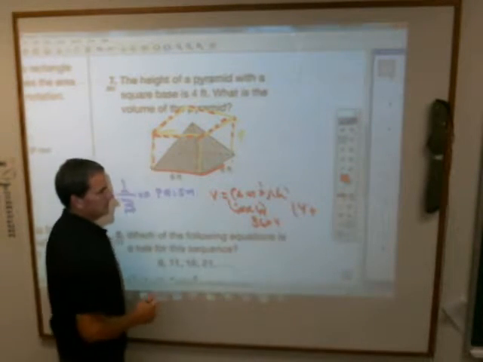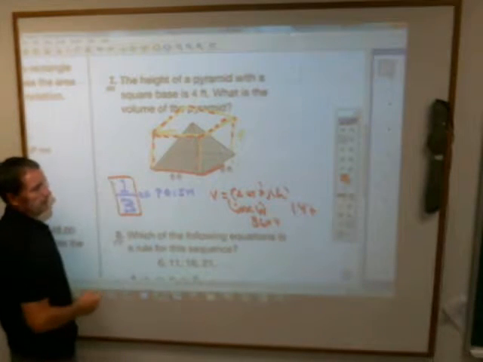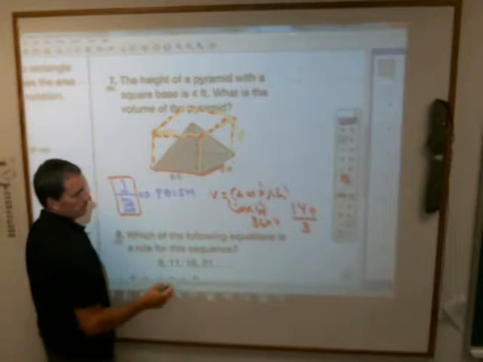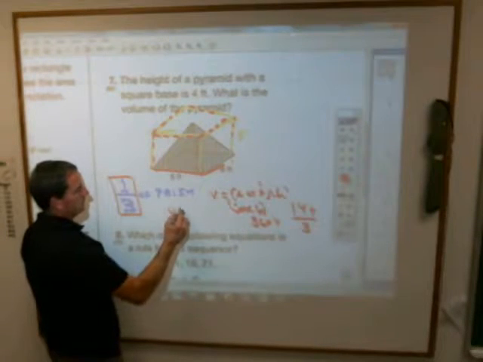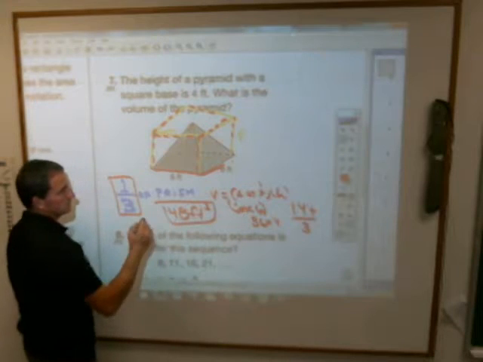144, but it is a pyramid. Anything that comes to a point is going to be 1/3 of that. So you're going to take 144 divided by 3. 3 goes into 14 4 times, and 3 goes into 24 8 times. So 48 feet cubed would be your answer.